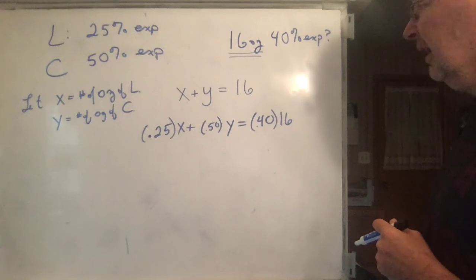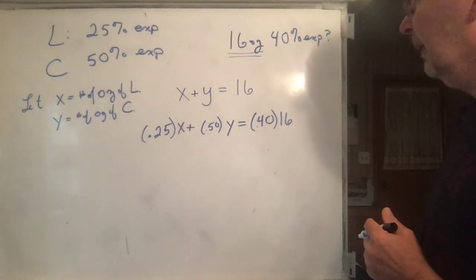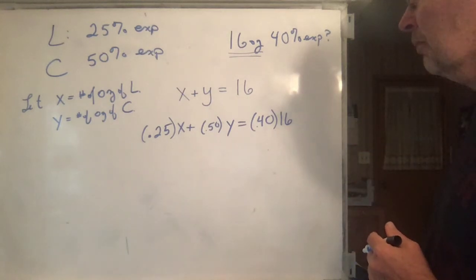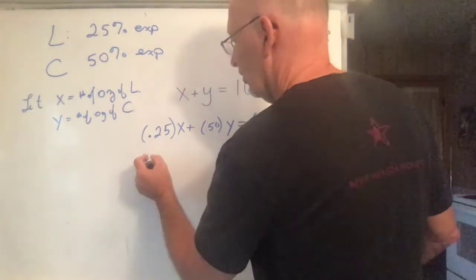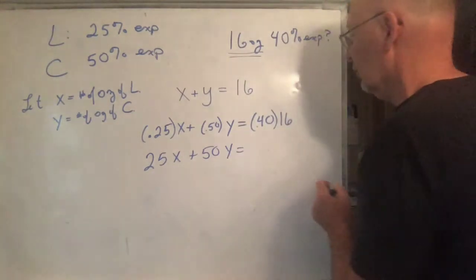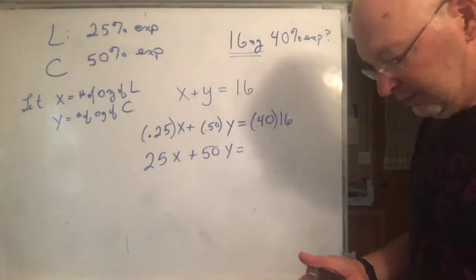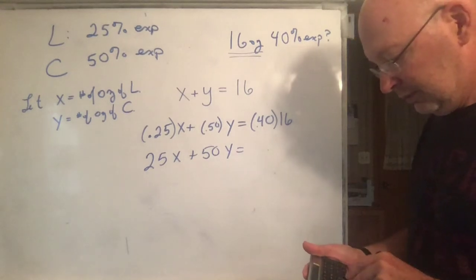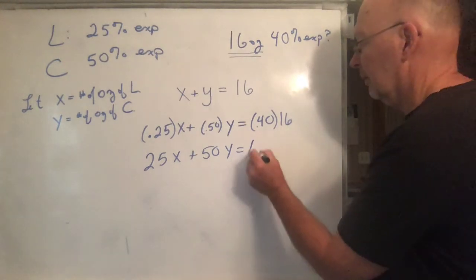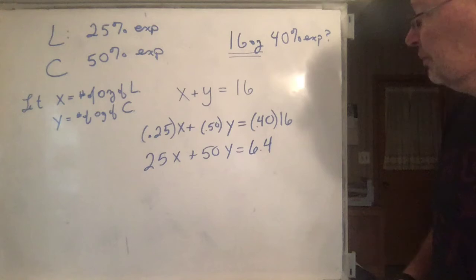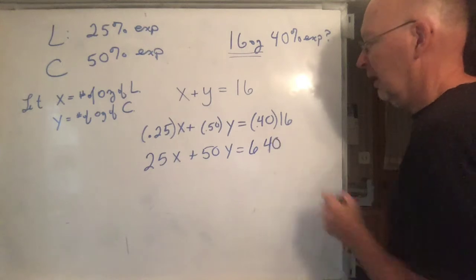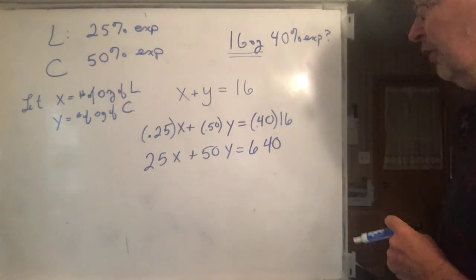And again, I don't like fractions. So I'm going to multiply this whole thing by 100 and get 25x plus 50y is equal to 40 times 16, whatever that is. I guess that's 640. That was easy enough to get. So there's our other equation.